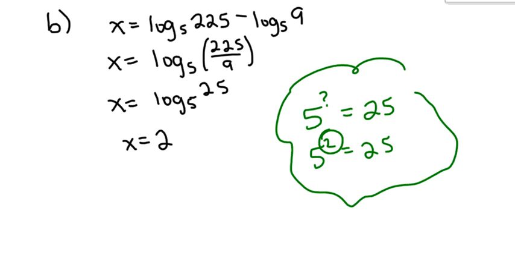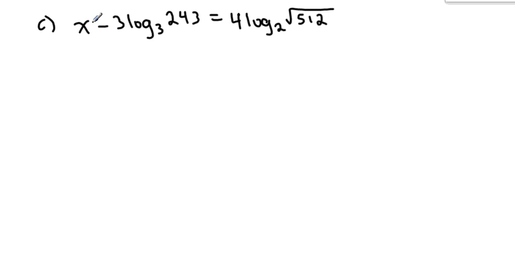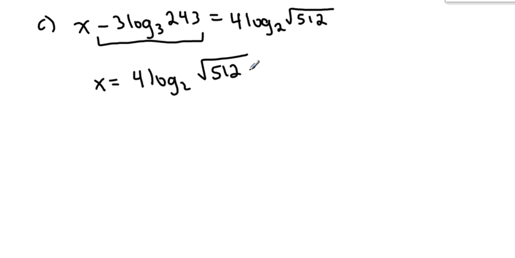All right, next one. In this question, I don't have x isolated, but it's going to be really fast to isolate it. So let's start by isolating x. This is a subtraction statement, so I'm going to add 3 log base 3 of 243 to both sides, and then I'll look again at what else I can do with this expression. I'm just starting by isolating because it's such a simple thing to do as a first step. So now what can I do?